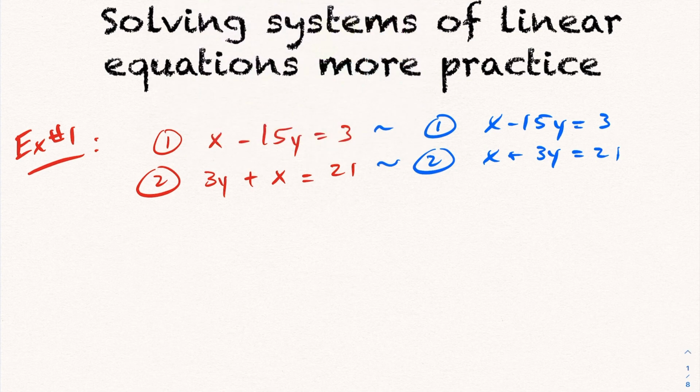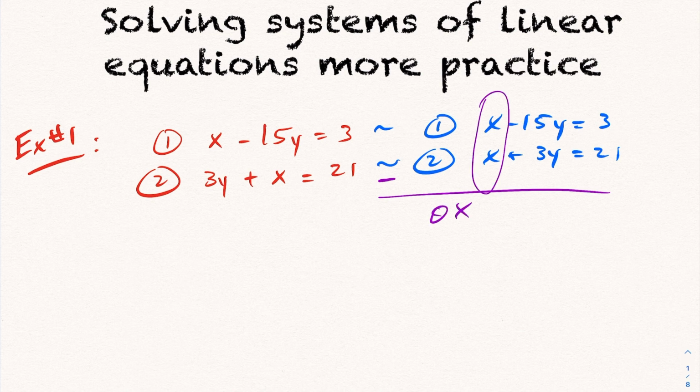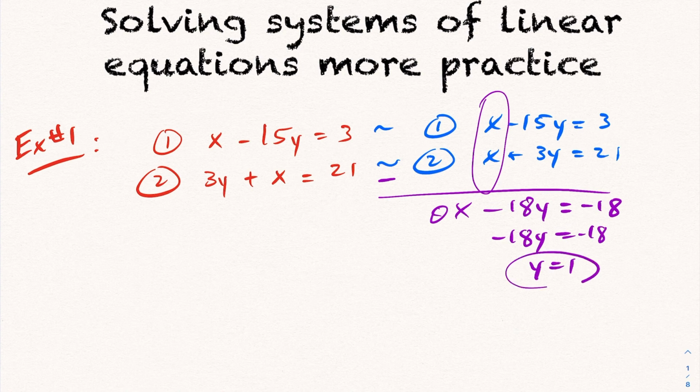Okay, so if I do this using elimination, I'm already in a situation where I've got the ones the same in front of the x's, so I can subtract these equations, and you take care of this column-wise. So the x's cancel, you get 0x, negative 15y minus positive 3y is negative 18y, and then here we get 3 minus 21 is negative 18, so negative 18y is negative 18, so y is 1.